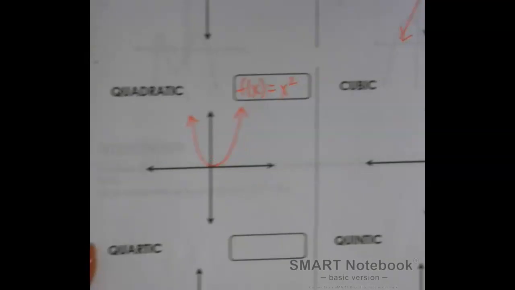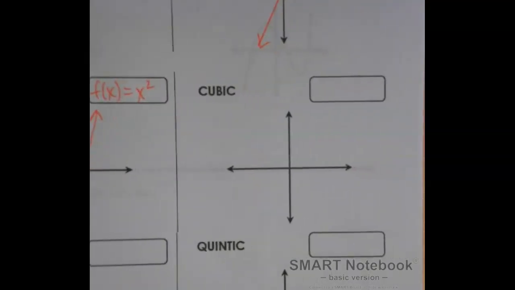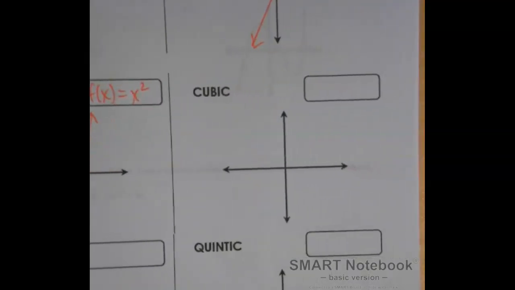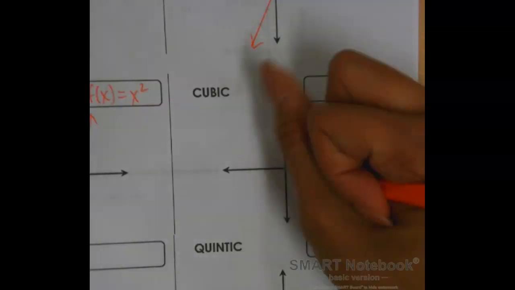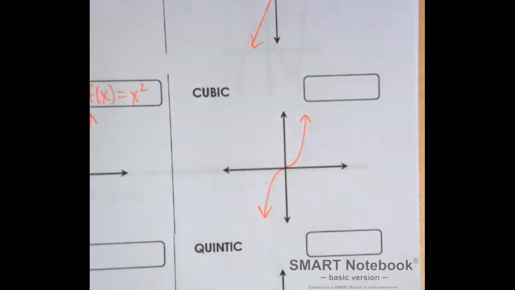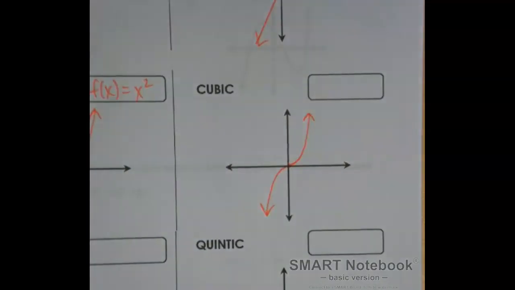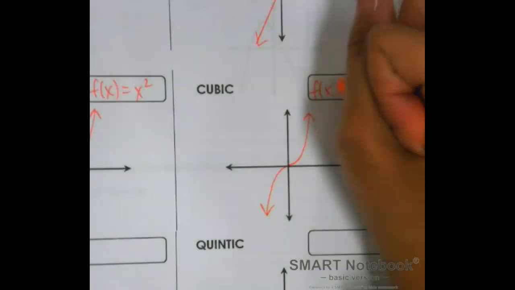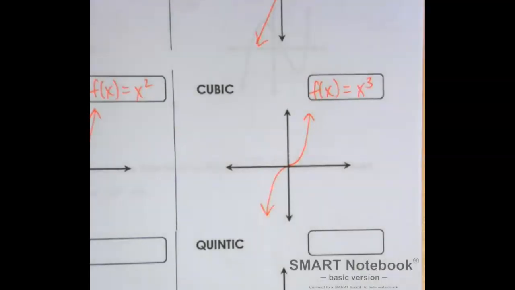For the cubic parent function, cubic, what does that look like? It's always fun seeing y'all try to make those with your arms. So our parent function for cubic functions is x cubed.